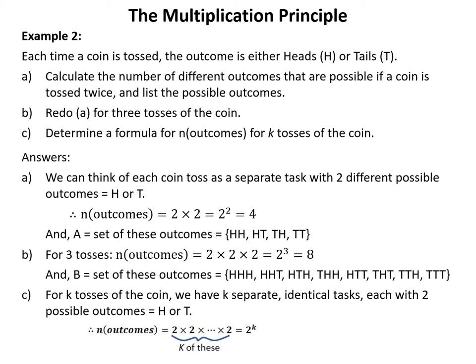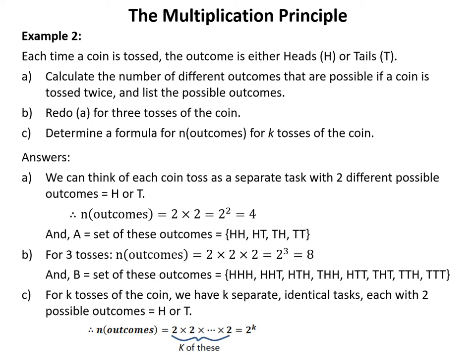So we see the possibilities are heads, heads, heads; heads, heads, tails; heads, tails, heads; tails, heads, heads; heads, tails, tails; tails, heads, tails; tails, tails, heads; and tails, tails, tails.